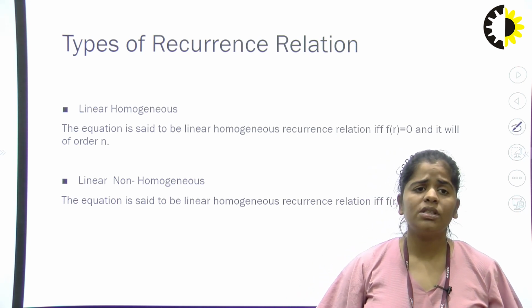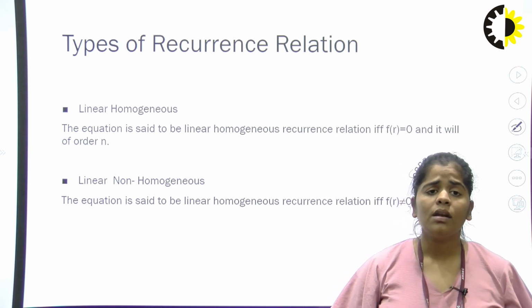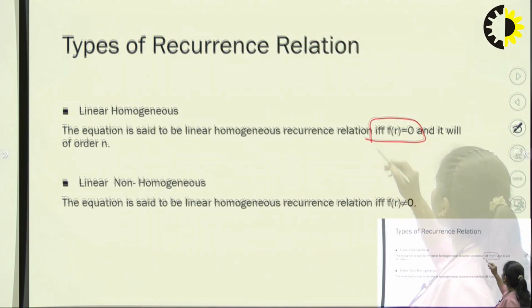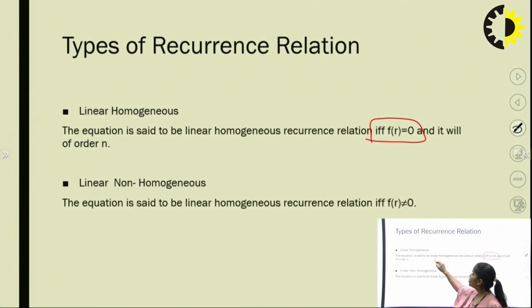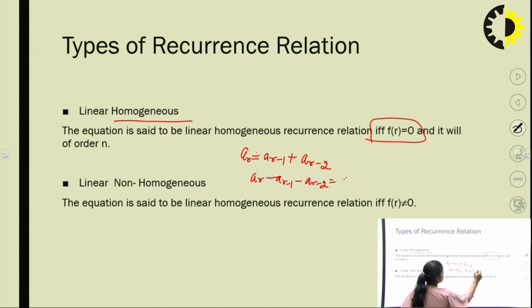So a linear homogeneous recurrence relation: we can say that the relation is linear homogeneous if and only if the condition f(r) is equal to 0 holds. In that condition, the relation is a homogeneous relation. For example, take a_r = a_(r-1) + a_(r-2). Here a_(r-1) minus a_(r-2) equals 0, so f(r) is equal to 0. That type of relation is known as a linear homogeneous relation.